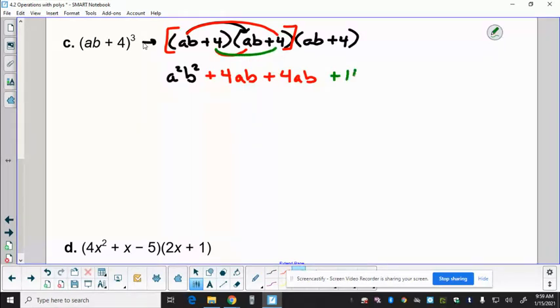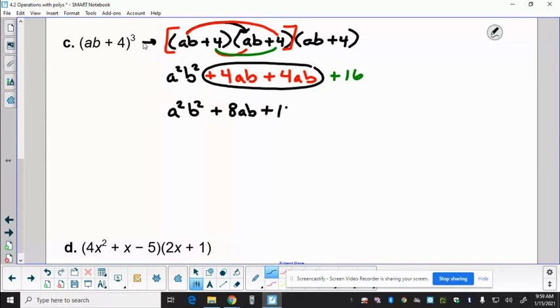Now what I'm going to do is simplify that before I move on to the last part, because I see these are like terms. So I'm going to rewrite this. A squared b squared plus 8ab plus 16. Now let's keep in mind that we still have to multiply by that. So I'm going to bring that down here and get that going.